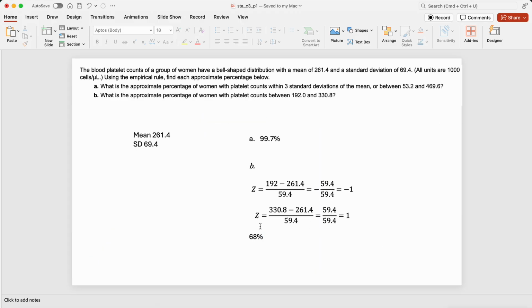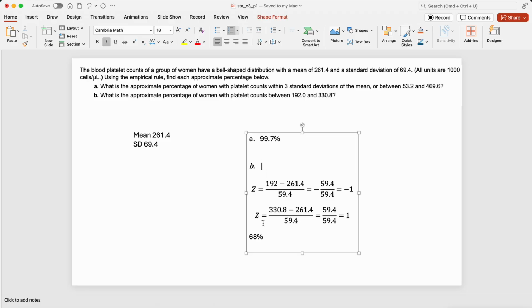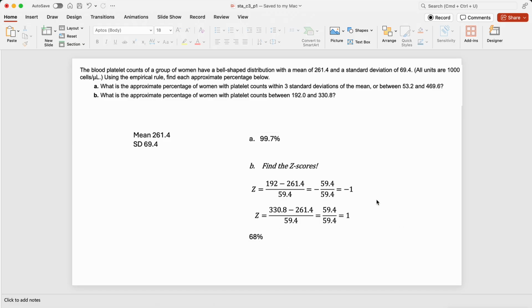Now the one thing that I wish was a little bit more well done here is, and we'll write find the z-scores, just to give you a kind of idea there of what we did.